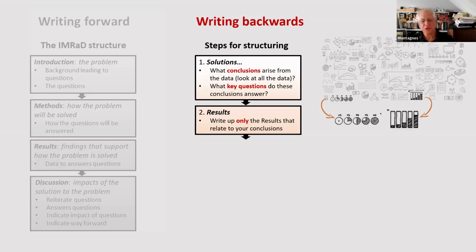And then this was where writing backwards comes in. You've got your solutions, you've got your conclusions, and in fact, you've probably got your key questions that you're asking too. From those 2 or 3 figures you're going to use, or maybe tables, write the results up carefully associated with them, and just the results associated with those figures.